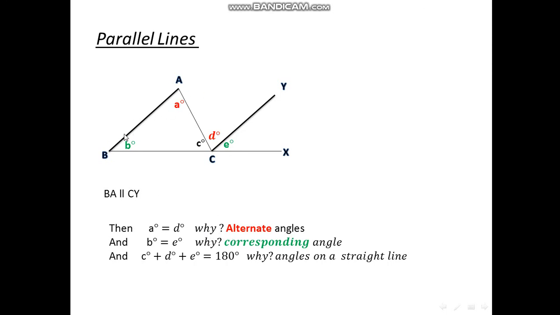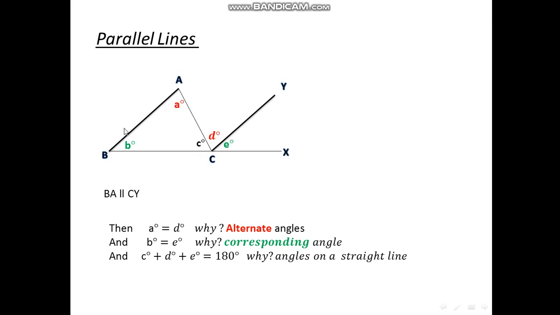Why are they alternate angles? If you see this line and you see these parallel lines, you see they are in different positions, but they are also just like corresponding, but in different positions. Not here, no, in different positions. That's why they are called alternate angles, and they are between two parallel lines. Okay, why is B equal to E? Because they are corresponding angles, one in front of the other, and also because of these two parallel lines.